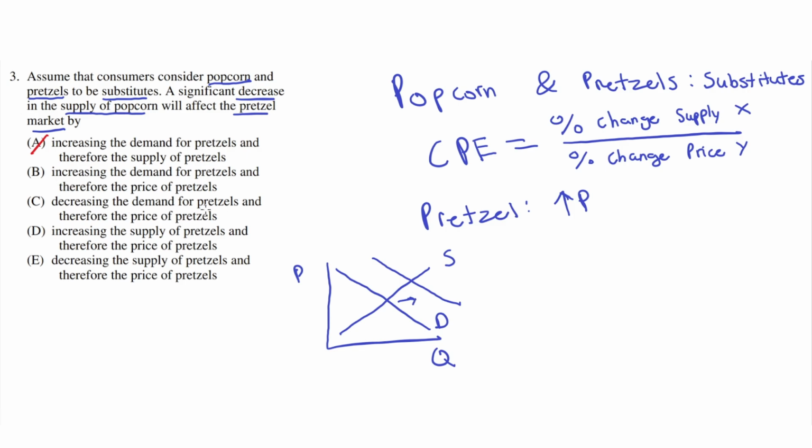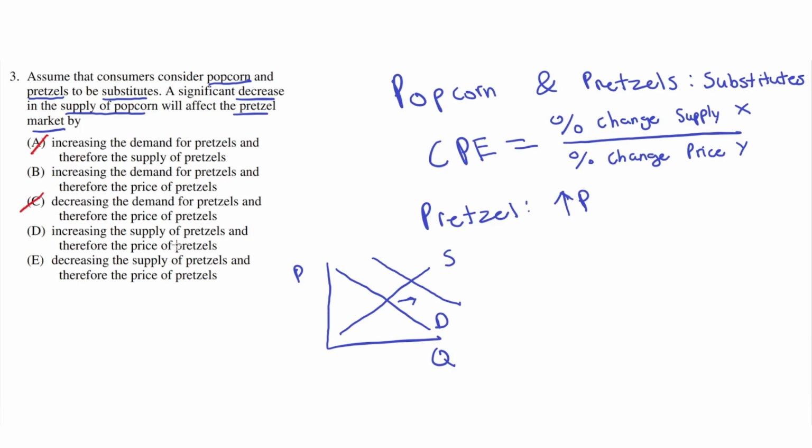C. Decreasing the demand for pretzels and therefore the price of pretzels. This is incorrect because if the demand for pretzels were to decrease, the graph would be here, right? And this would cause a decrease in the price of pretzels, not an increase in the price of pretzels. Therefore, C is incorrect.